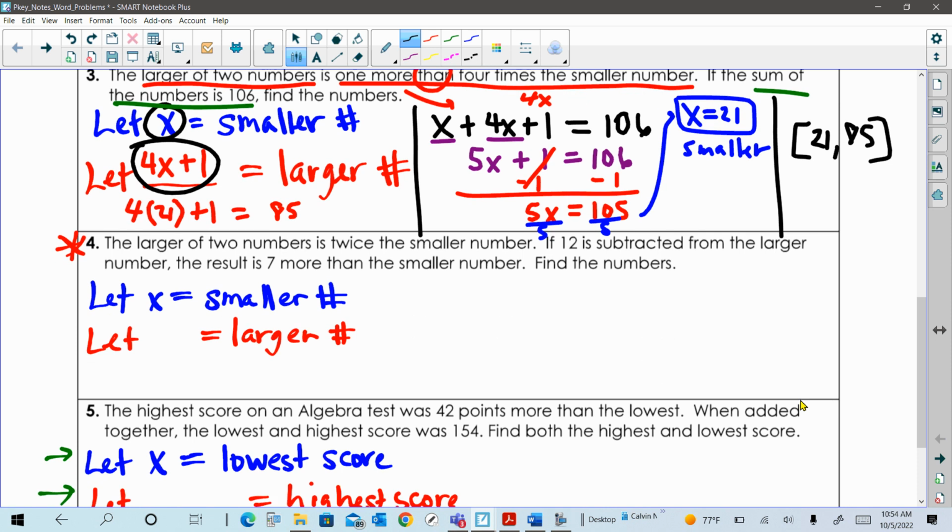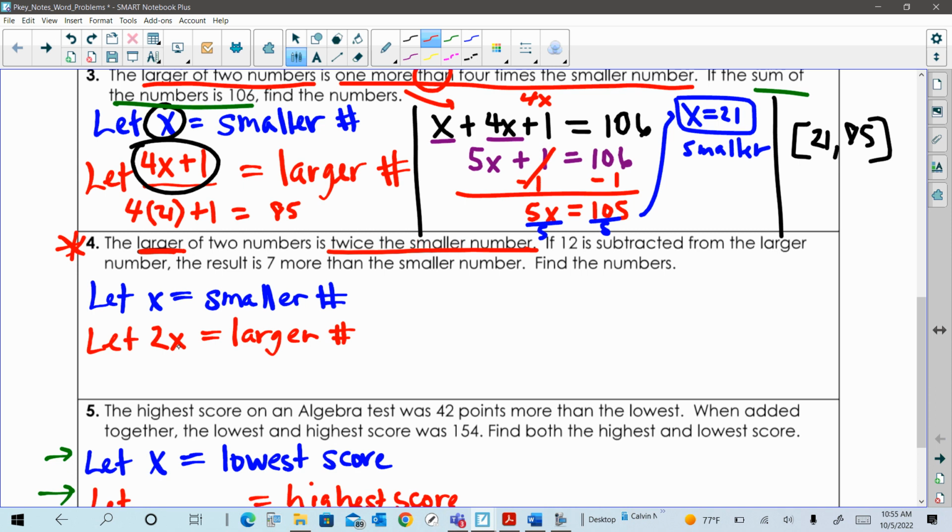All right, number 4, I'm going to start this one because this one's slightly different. We still have the larger of two numbers. The larger one is twice the smaller number. Because this sentence, you see how it ends with talk about the smaller number? That's the unknown. So that's why I let x equal smaller number. So how do I show the larger, which is twice the smaller? How do I show twice the smaller? 2 times. Yeah, so what do I write here? 2x. Yep, 2x. Good. 2x is going to be my larger number.